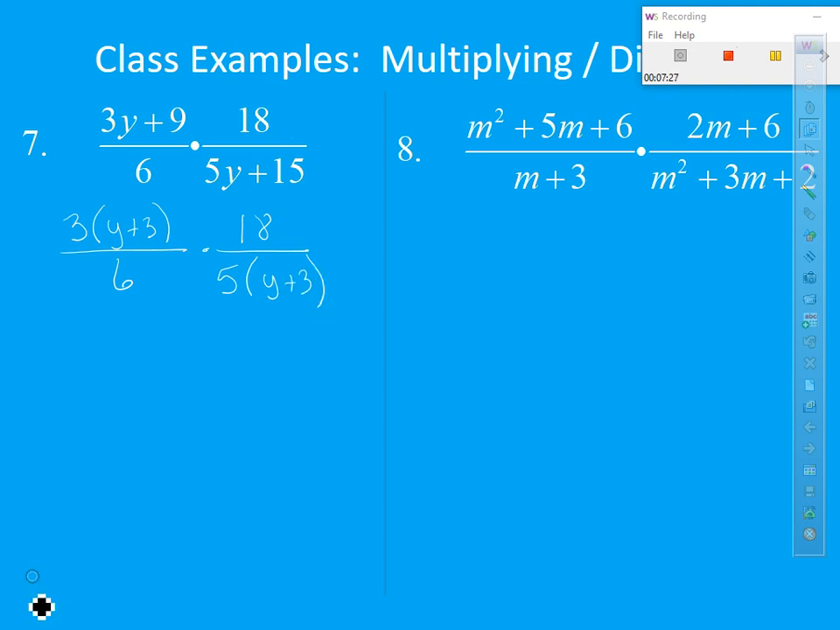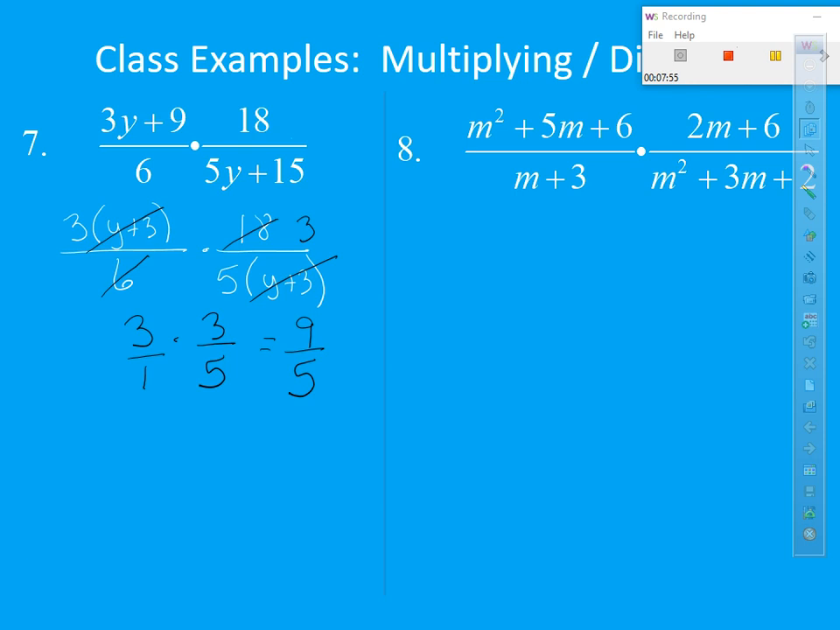Now, you can reduce vertically or diagonally. So I can reduce out these y plus 3's. I can say that 6 goes into 18 3 times. So I'm now left with a 3 times a 3/5. I'm going to multiply straight across, so my ending answer in this case is 9/5.